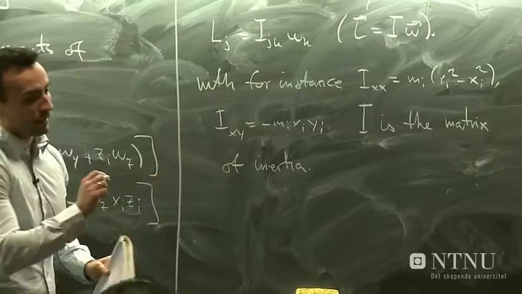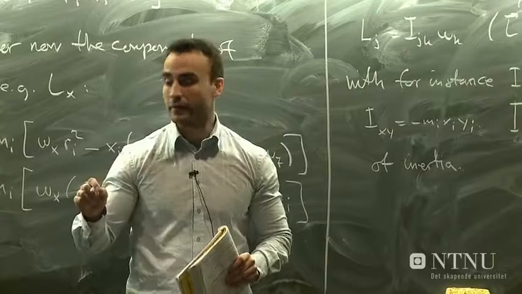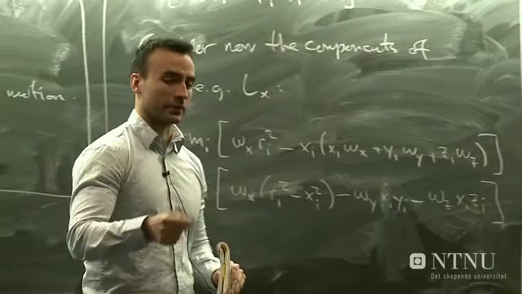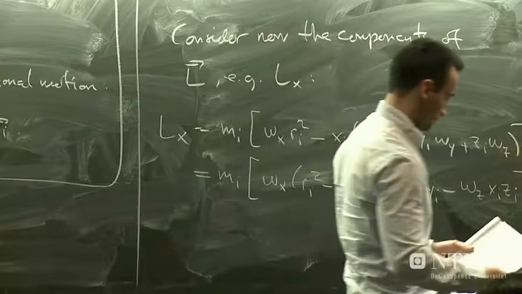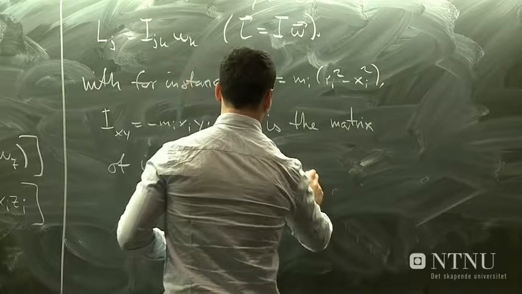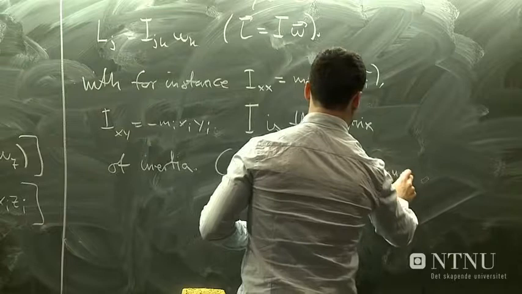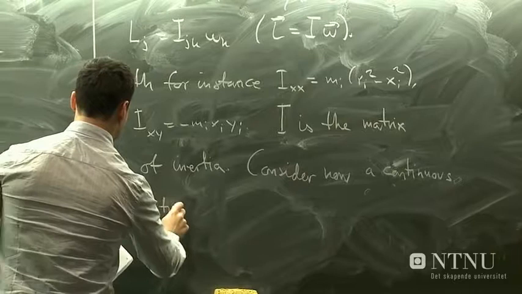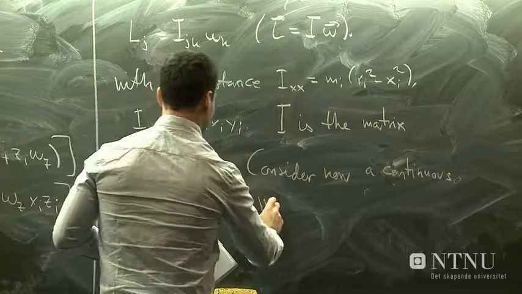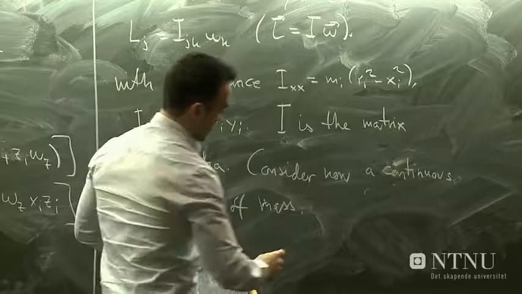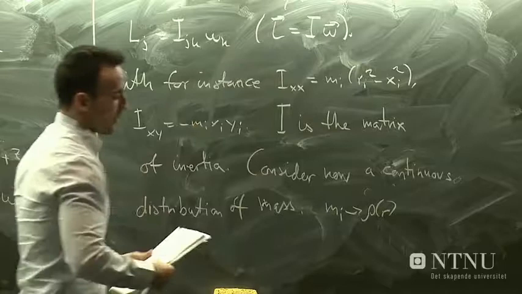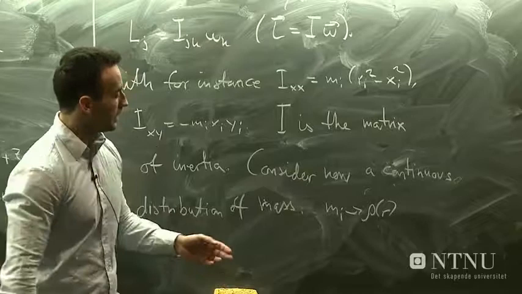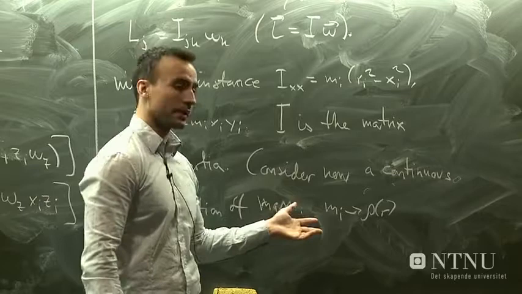We have considered so far a situation where we have divided this rigid body into a discrete number of subregions. So let's now turn this into an integral instead of a sum by considering a continuous distribution of mass. In which case we should let this mi go to some density function. So it's a density of the rigid body as a function of position. If it's a homogeneous body, then rho of r is just a constant.